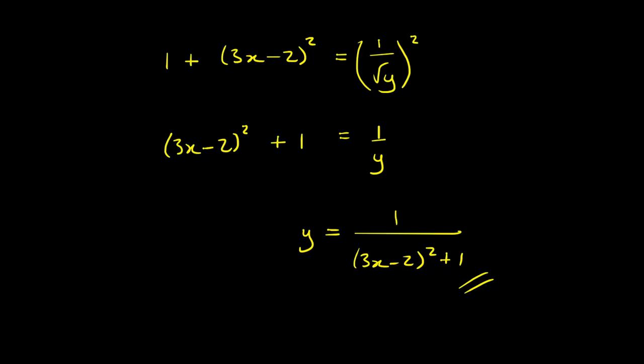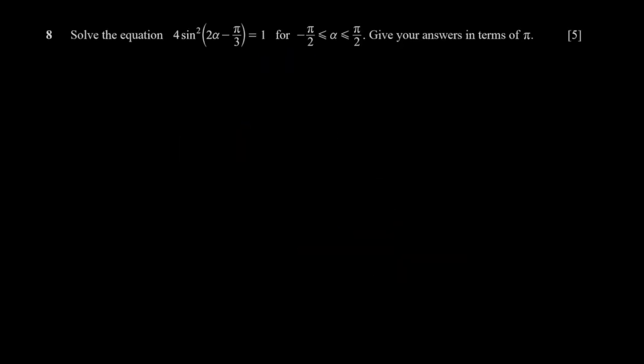Okay, question 8. Solve the equation 4 sine squared of (2 alpha minus pi by 3) minus 3 equals 1 for alpha between negative pi by 2 and positive pi by 2. Now, I always find with these questions, the best thing to do is to use a substitution to make that expression a little bit easier. So I'm going to say let u equal 2 alpha minus pi by 3.